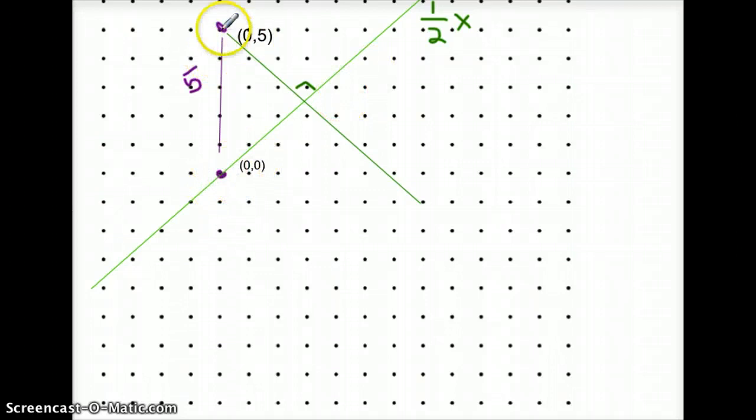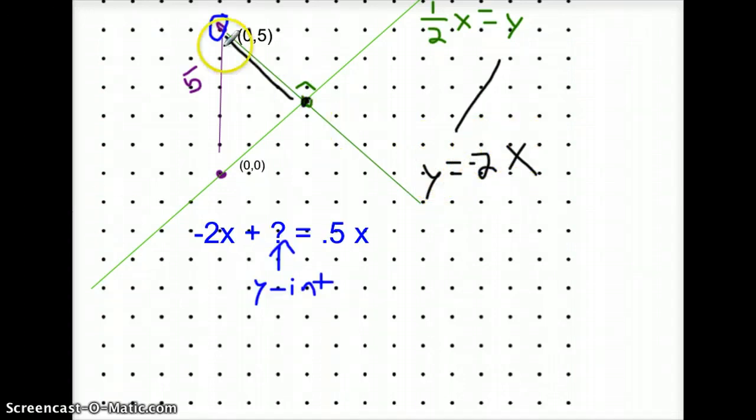But (0, 5) does need to move, and I move that by making a perpendicular line, which is evident by my right angle. To find my perpendicular line, I take the opposite reciprocal. So I know 1/2 x equals y. The opposite reciprocal is going to be y equals -2x.